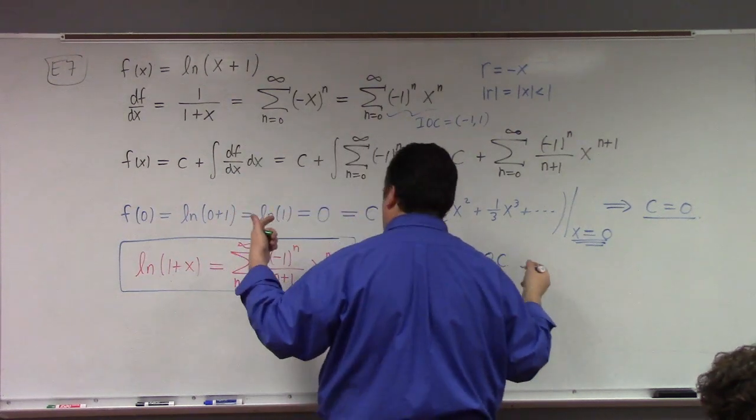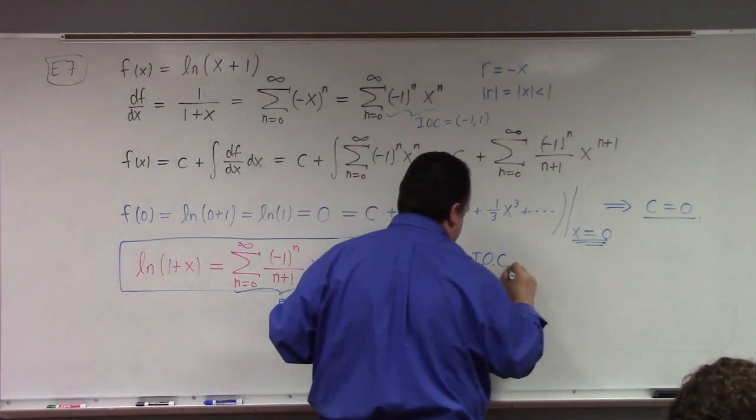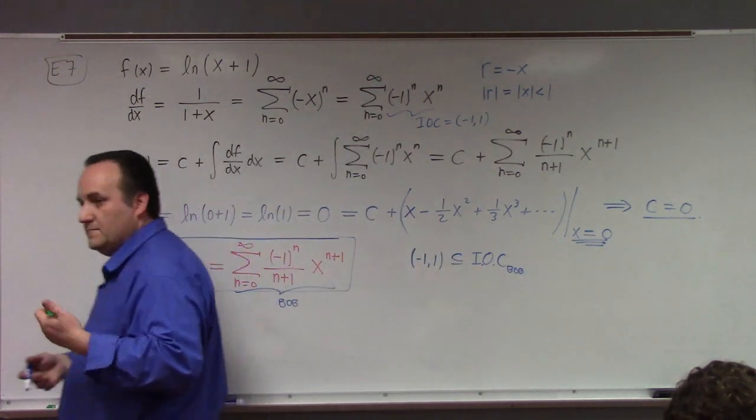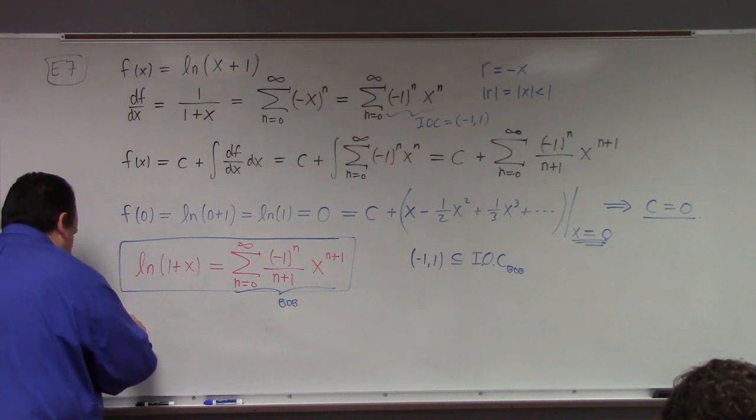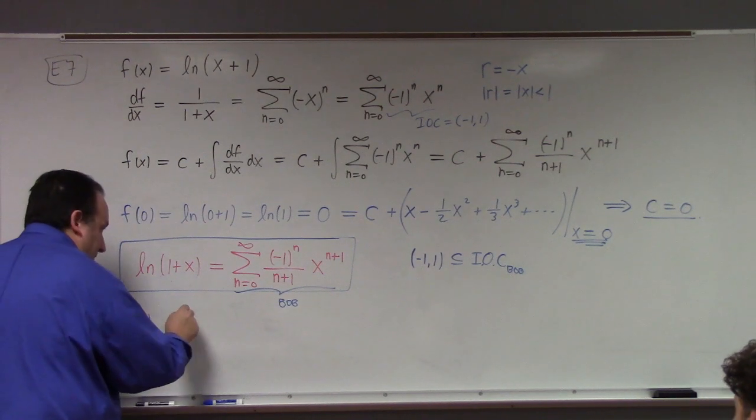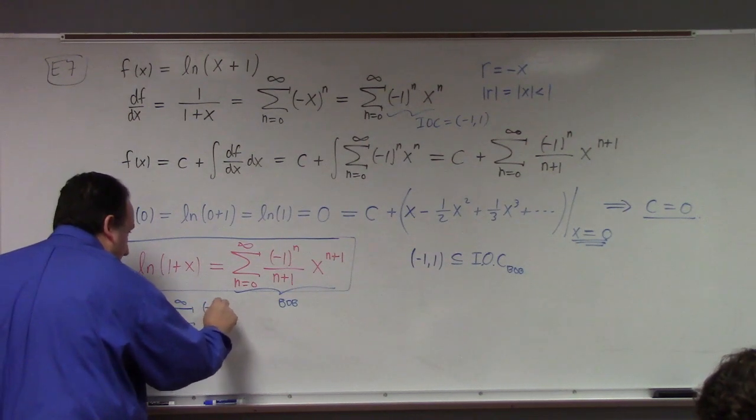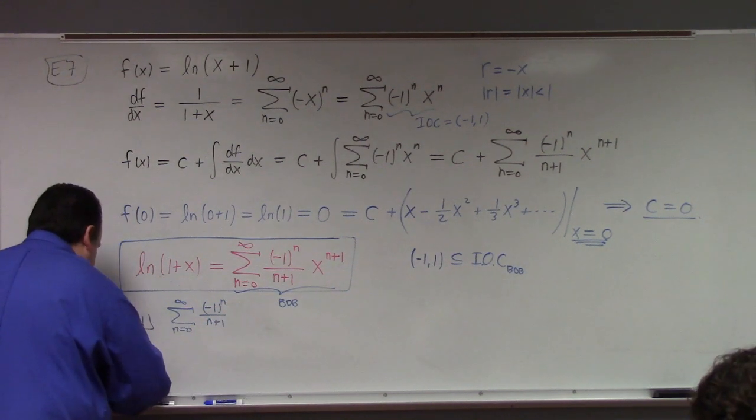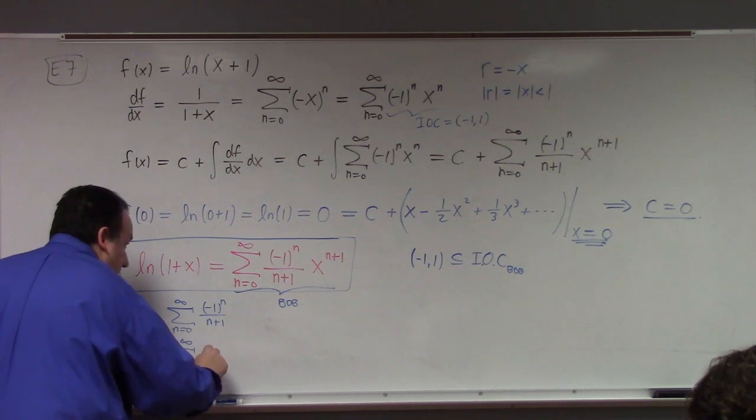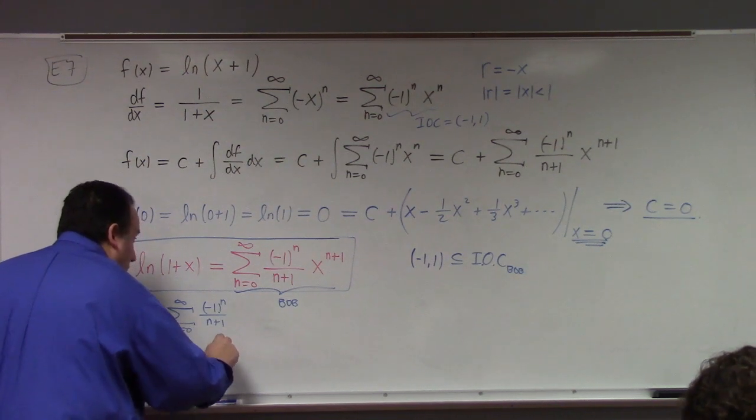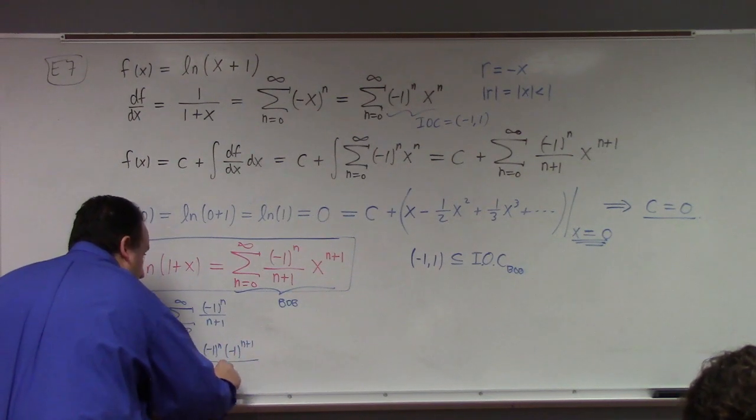I need to give it a name here. I will call the series Bob. There we go. The IOC for Bob doesn't have to be the same. Let's check the endpoints. What happens when we put x equals to 1? You get what? Sum n equals 0 to infinity minus 1 to the n divided by n plus 1, right? What happens when you put x equals to minus 1? What do you get? Sum n equals 0 to infinity minus 1 to the n times minus 1 to the n plus 1 over n plus 1.